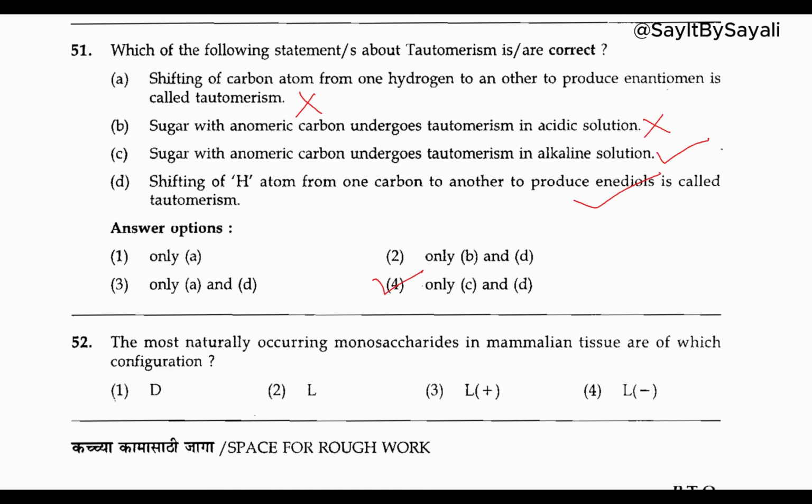Question number 52. The most naturally occurring monosaccharides in mammalian tissues are of which configuration? 1. D, 2. L, 3. L plus, and 4. L minus. And the correct answer is 1, D. The most naturally occurring monosaccharides in mammalian tissues are of D configuration.